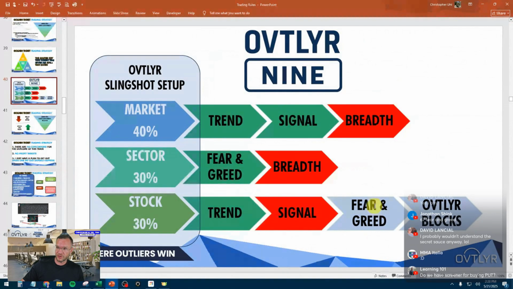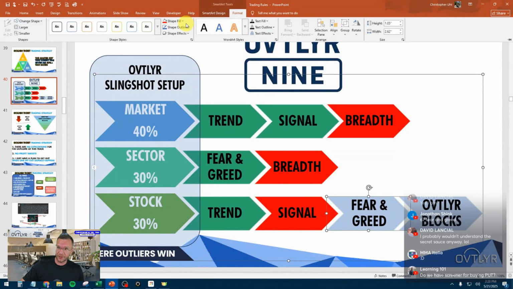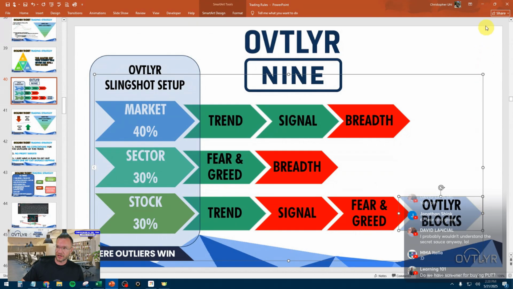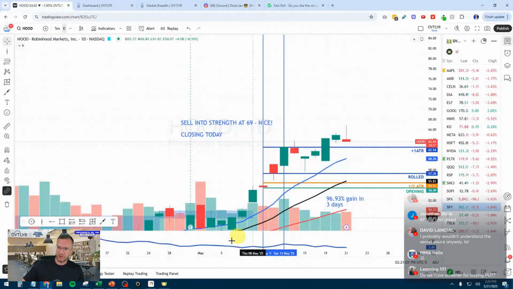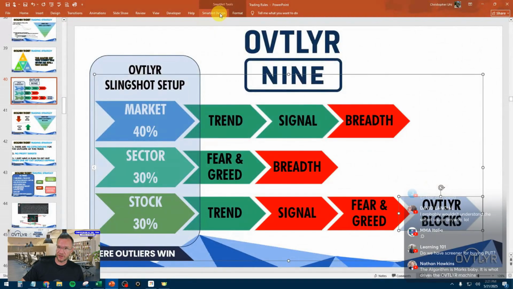Okay, let's continue on. Fear and greed of the stock, we know is going down. That is bearish. And then any outlier blocks in the way? Nope, no outlier blocks in the way. So we'll make that green.